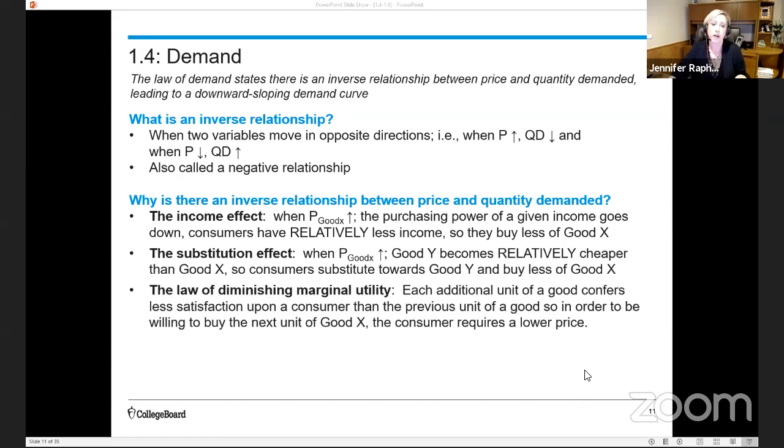The last one is called the law of diminishing marginal utility. If you're simultaneously studying AP Macroeconomics this year or any microeconomics, this is probably really familiar to you. Each additional unit of a good that you buy and consume is less satisfying than the previous unit consumed, and so in order to be willing to buy the next unit, it's going to need a lower price. These two you really want to understand because of the way they can help you understand the downward slope of the aggregate demand curve.